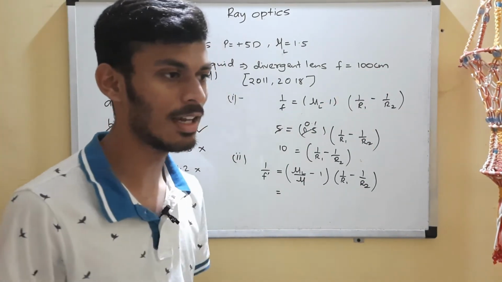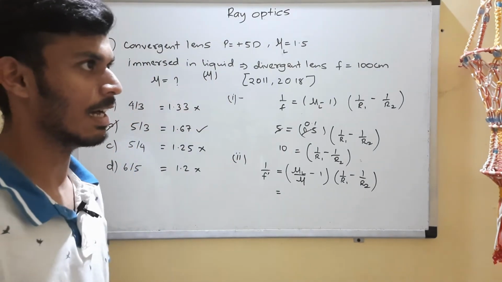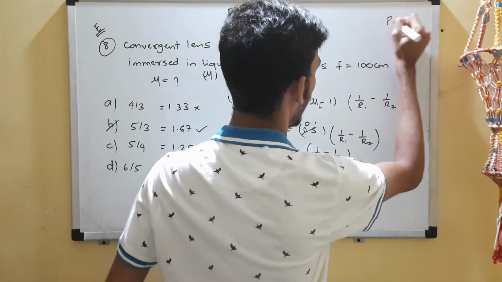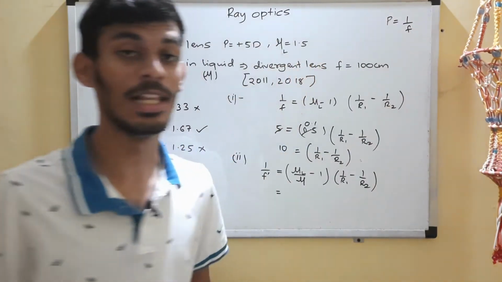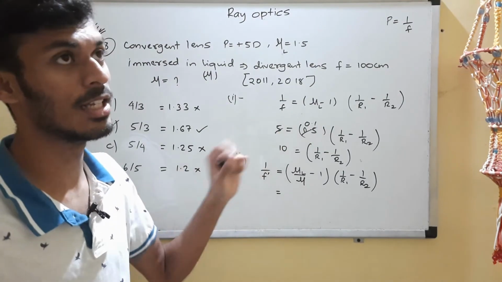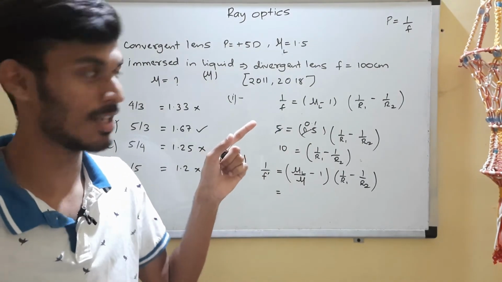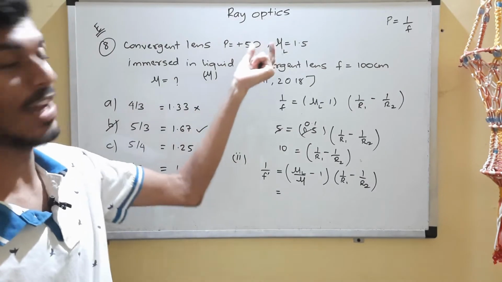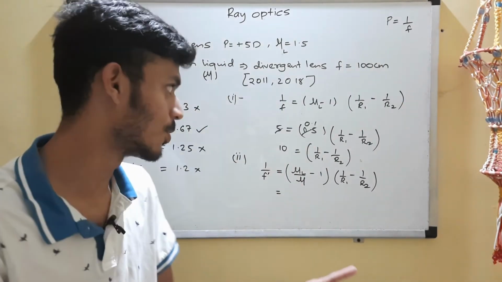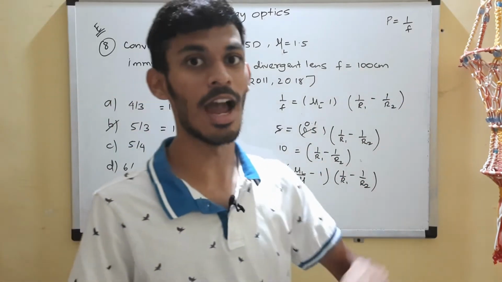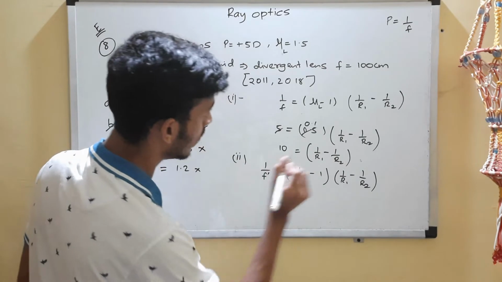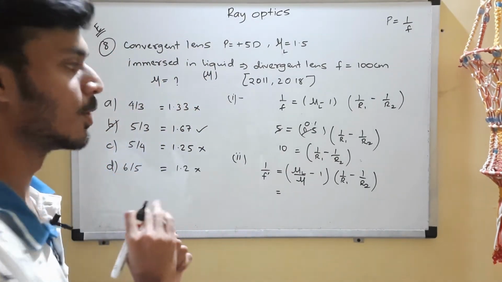Now remember that whenever we write power, power is 1 by f, where f is placed in meters. So for the first one, when we placed the focal length, it was in meters, remember that. That's why we got 5 diopter. Power in diopters is 1 by focal length in meters. Here 100 centimeters, we have to make it in meters. So remember that, convert everything in meters, keep the units same throughout.